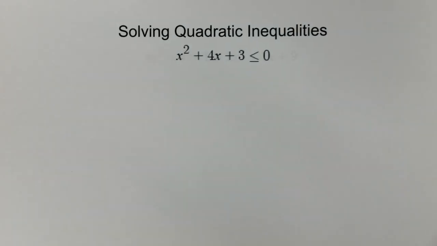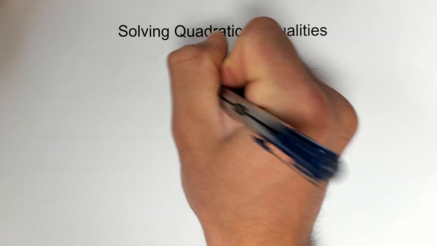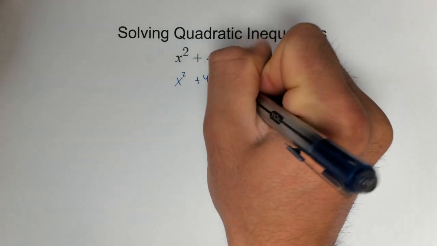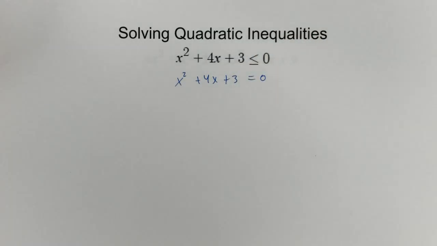As you can see here in our first example, our goal is to solve this quadratic inequality. Well, if I treat this as an equal symbol, I'm left with x squared plus 4x plus 3 is equal to 0. And how do we solve a quadratic? Well, we have three methods, right? We have the quadratic formula, we have the square root method, and we have factoring. We're going to go with factoring for this one.